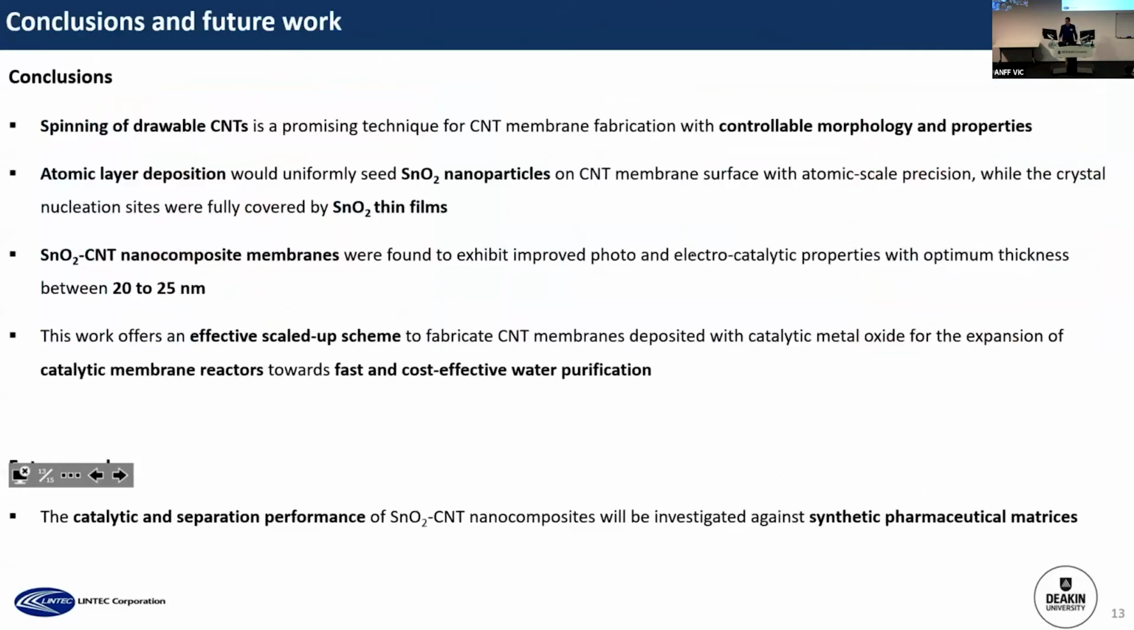So in conclusion, the spinning of drawable carbon nanotube can be a very promising technique for fabrication of CNT membranes with controlled morphology and properties. And atomic layer deposition can be used to add a catalyst layer with a precise thickness on top of the CNTs. And this work actually offers an effective way to have a scaled up scheme for the fabrication of carbon nanotube catalytic membrane reactor for cost-effective and fast remediation of water effluents. And the future work includes testing this membrane against synthetic pharmaceutical pollutants.